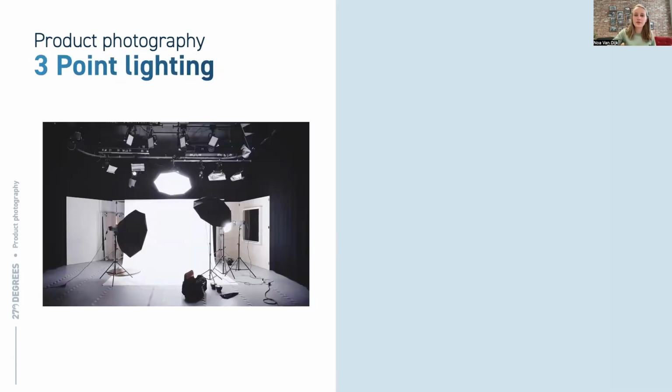When it comes to product photo shoots, there's a default setup with 3 lights. This is called 3-point lighting, where you have a key light, a fill light, and a backlight. This is all to illuminate your item. First, you have the key light, and this is the biggest and most important light, because this one is the main source of lighting.